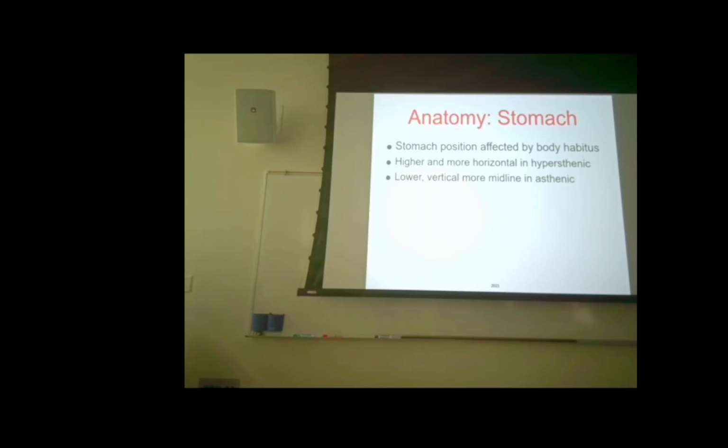So the position of the stomach is going to be affected by body habitus. If you have a patient who's hypersthenic, what you tend to have is a stomach that's very high and transverse, as opposed to an asthenic patient. You'll find the patient's stomach, the lower portion of the stomach, all the way down in the pelvic cavity. So it's very vertical, very J-shaped, as opposed to hypersthenic. It's going to be very high and transverse. It doesn't really look all that J-shaped.